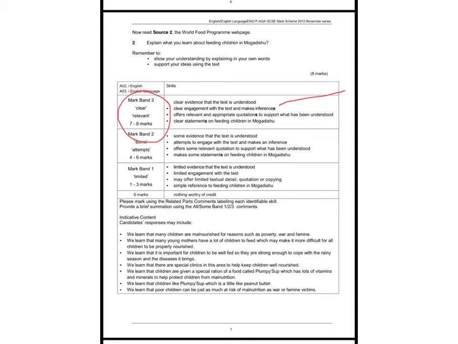Obviously you don't want to be talking about things that are irrelevant, so you don't want to be talking about the women, for example. You only want to be looking for facts about feeding children, otherwise you're writing things that aren't going to get you marks and you're just wasting time that you really haven't got.